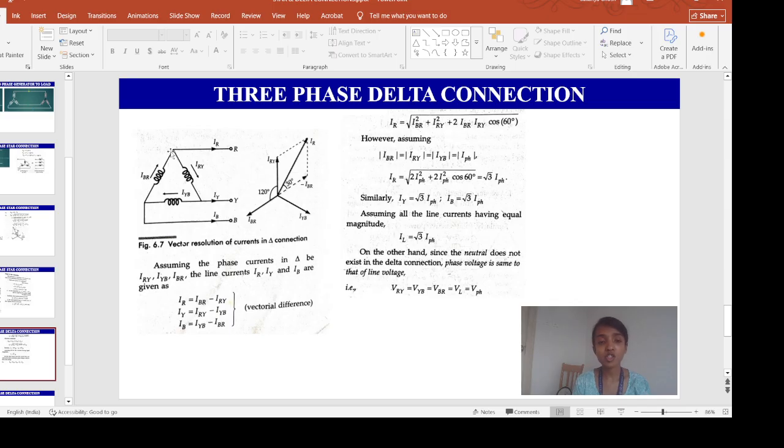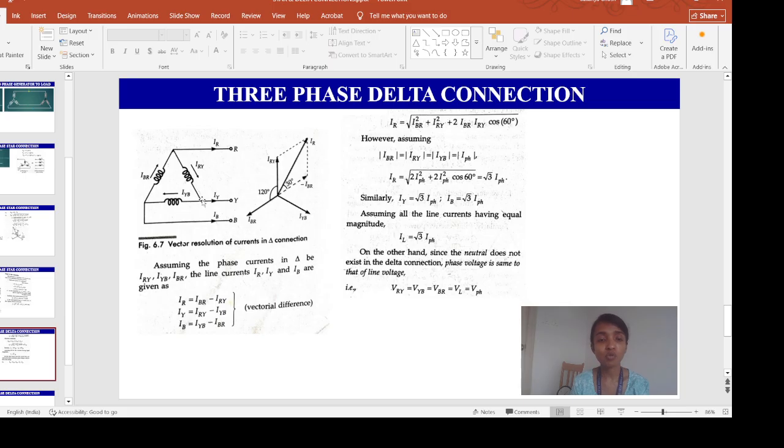This IBR is my incoming current, and this IRY and IR are my outgoing currents. So if you apply KCL at this point, you will get IBR equals IRY plus IR. So from here we can write IR equals IBR minus IRY.